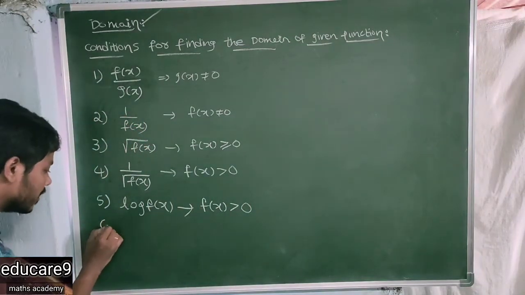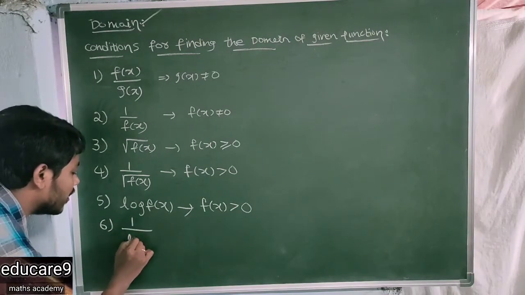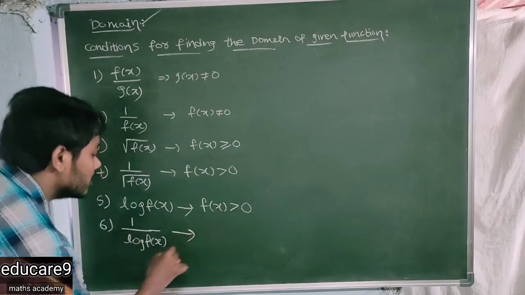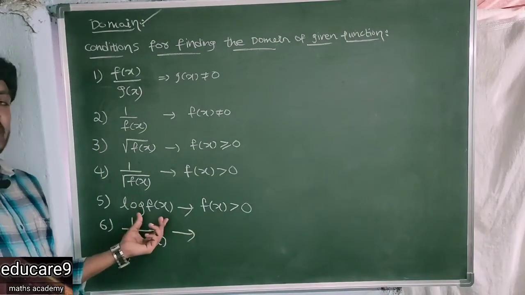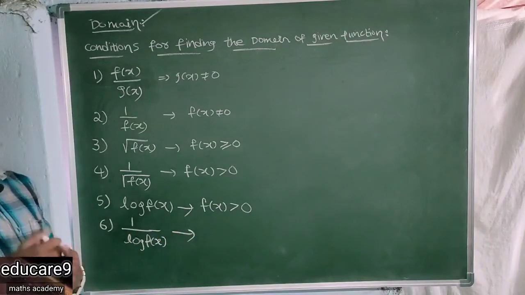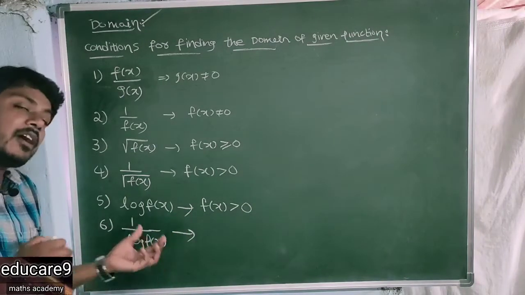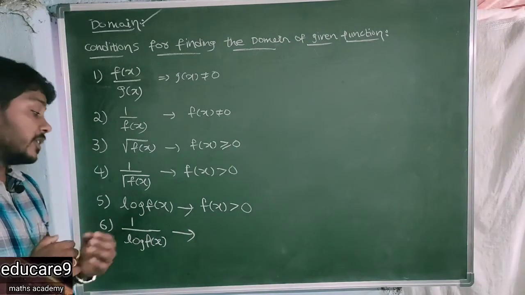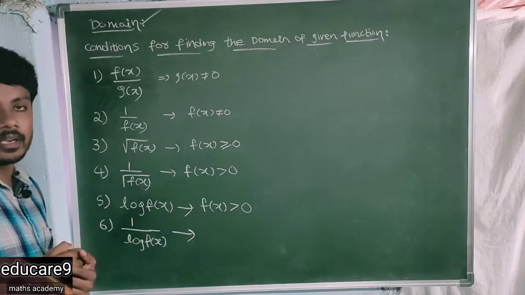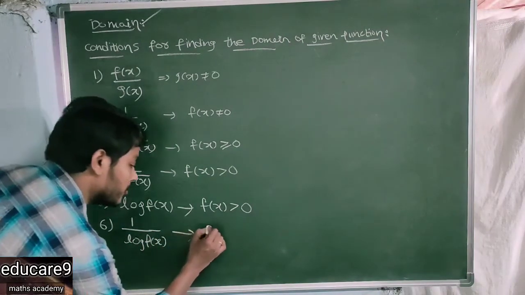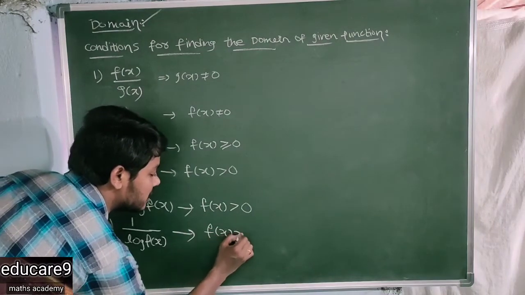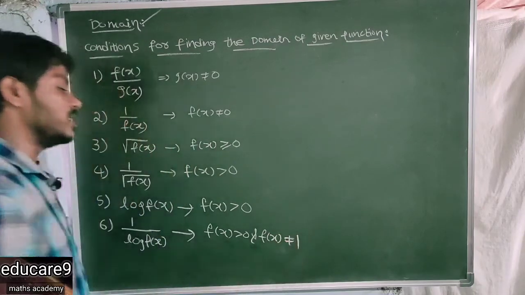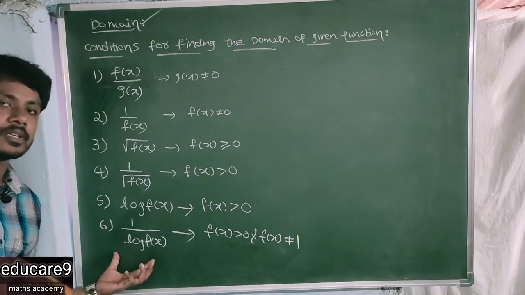Now the sixth one, 1 by log f of x. You know what the conditions for log f of x are: f of x is positive only. Now here if you write f of x is 1, then 1 by log 1 is 1 by 0. So in that case function values are not defined. So we have to write f of x is greater than 0 and f of x is not equal to 1. These are the two conditions for this function.